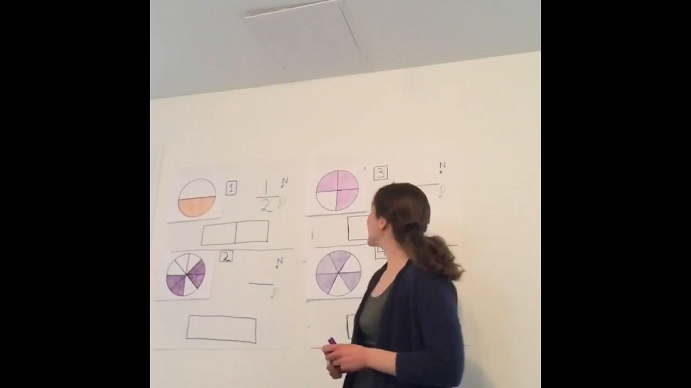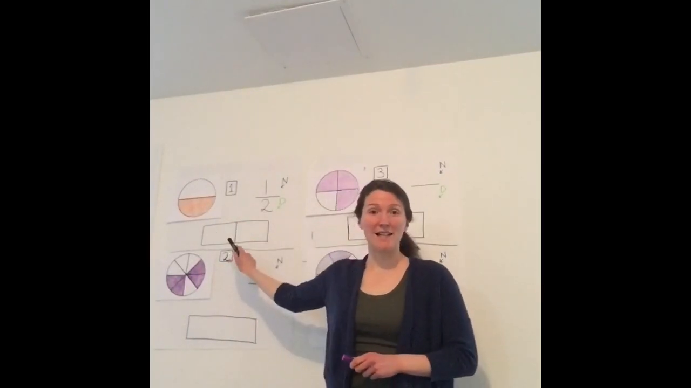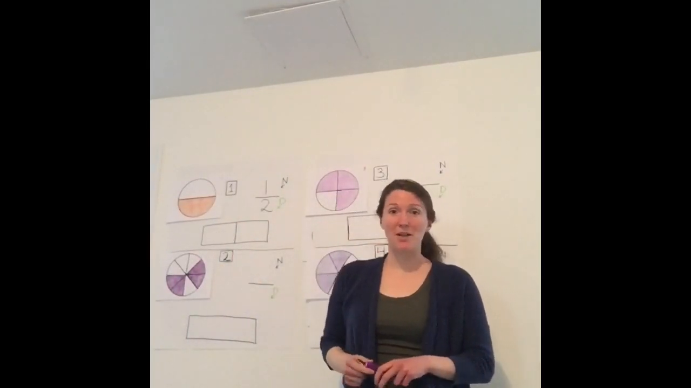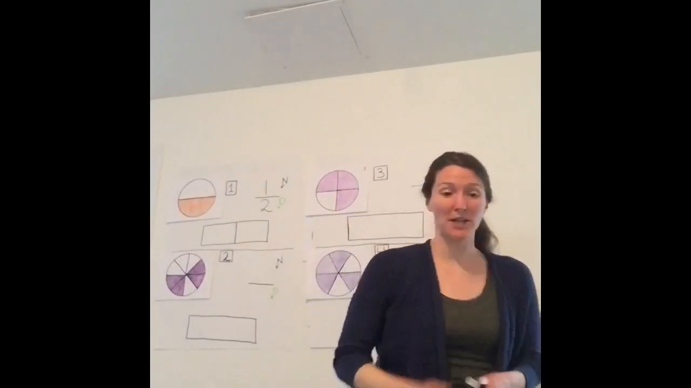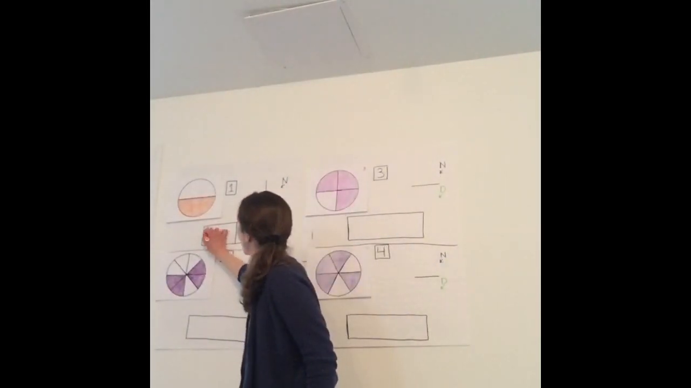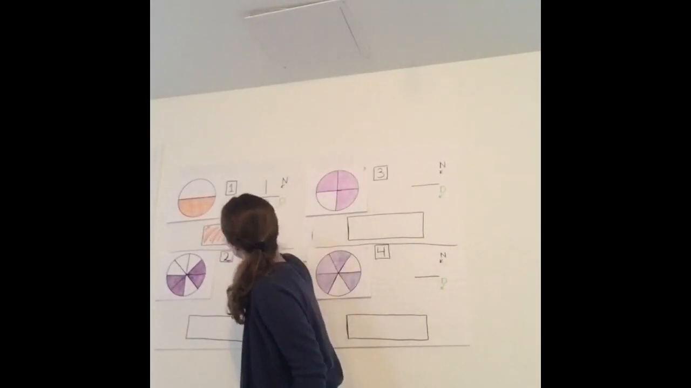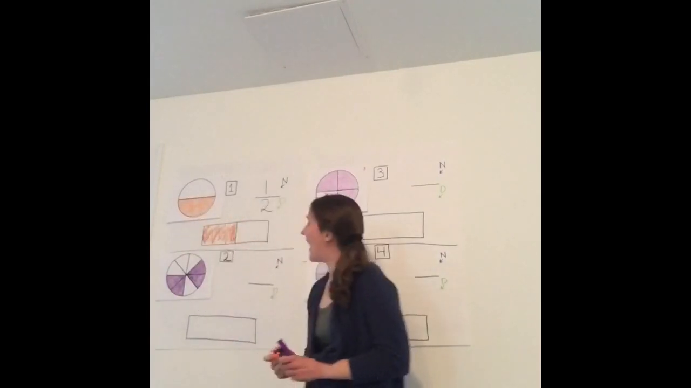Now we are going to represent that fraction as a fraction bar model. So I already divided the bar into 2 equal parts, and we are going to color one of the 2 equal parts. So we have 1/2.